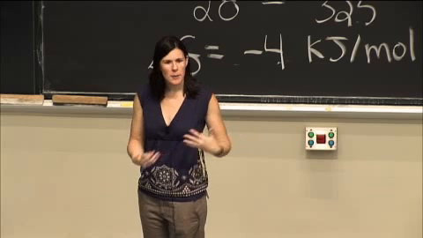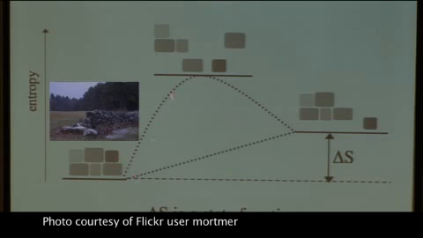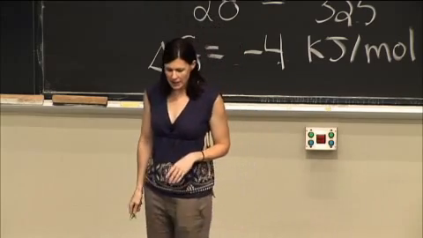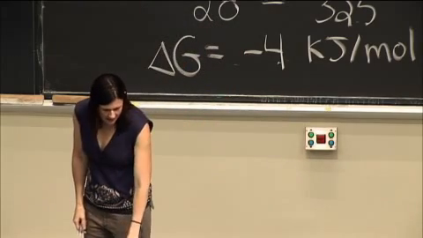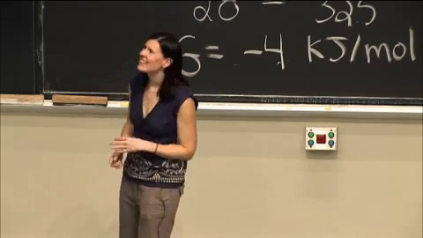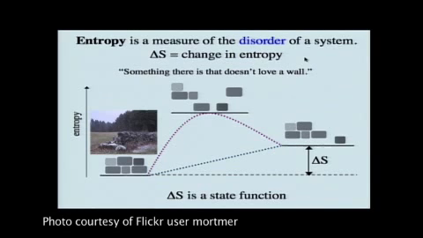Let's say the wall crumbled down completely and we ended up having a very high degree of disorder. If then someone put most of the stones back in place and we went back down to this degree of disorder here, it doesn't matter. It's a state function. All we care about is the actual difference between our starting point and our ending point. And I just can't resist putting in a little quote: something there is that doesn't love a wall.